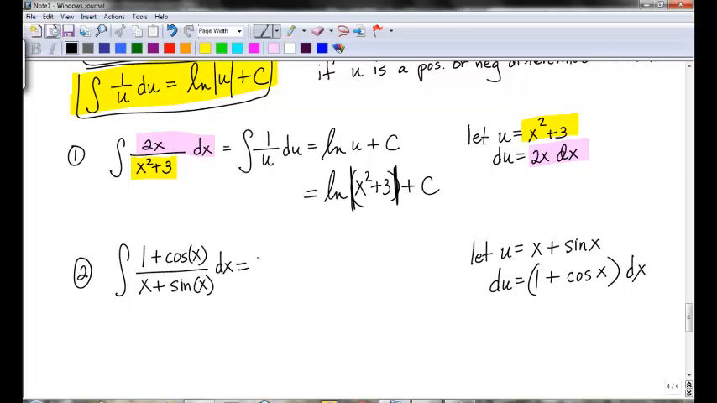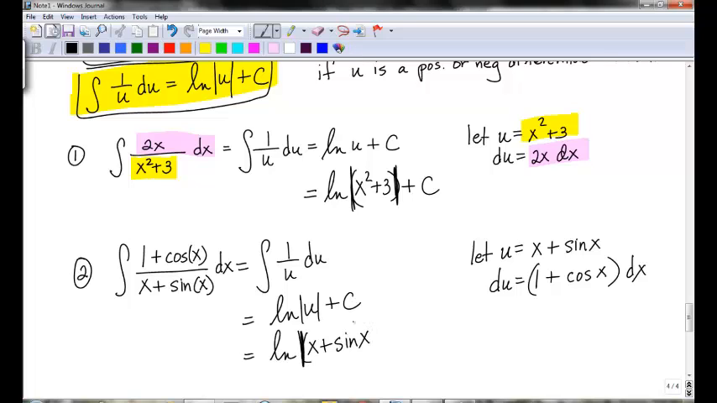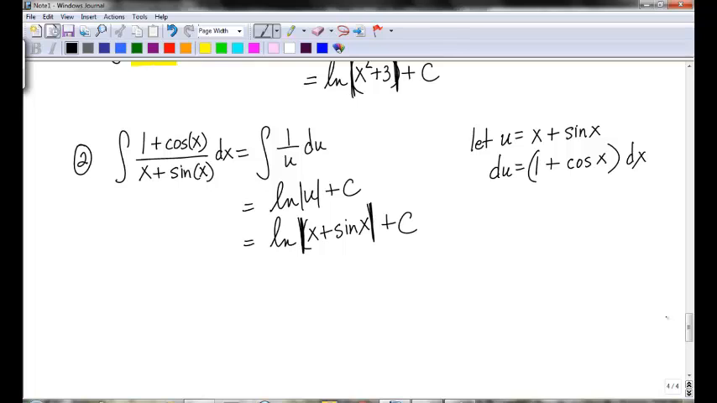So we're going to end up with the integral of 1 over u with respect to u. It's the natural log of u, and this one is going to have an absolute value, plus c. So it's going to be the natural log, and our u is x plus sine x, in absolute value, sorry. And then plus c. You need that plus c because it's still indefinite.